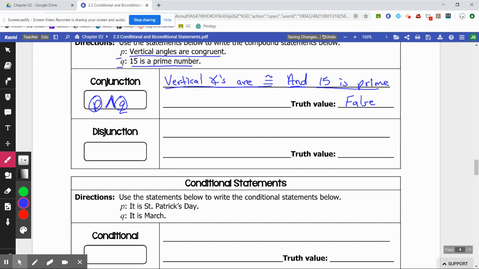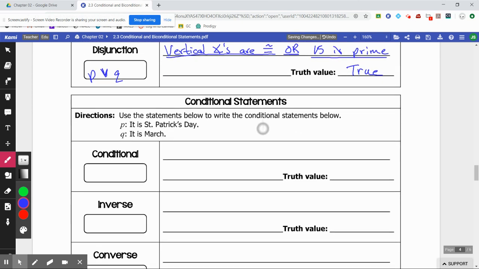The disjunction here would be P or Q. And we're going to do the same thing. Vertical angles are congruent, or, since it's a disjunction, it's an or statement, 15 is prime. In order to be a true disjunction, since it's or, at least one has to be true. Since this is true and this is false, at least one of them is true, so therefore the final truth value on this would be a true statement.